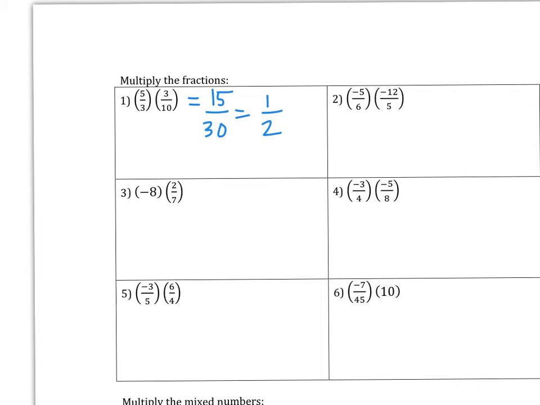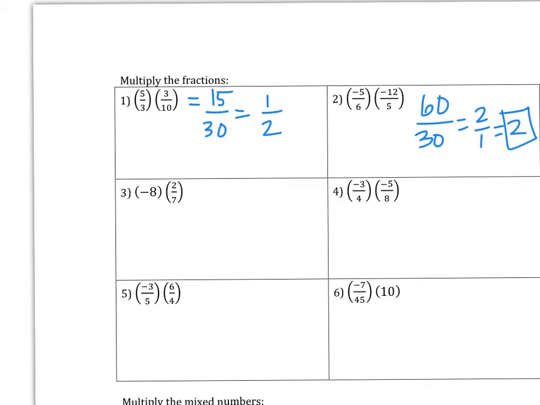Number 2, our numerator straight across, that's a -5 times a -12. That's going to be a positive 60. 6 times 5 is 30. That is going to be 2/1, which is 2.